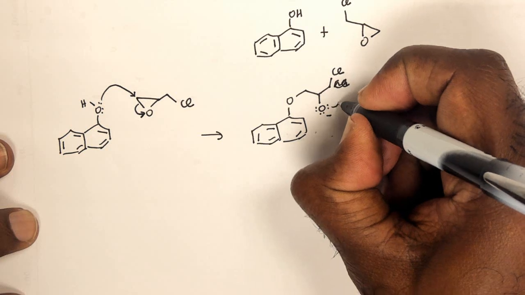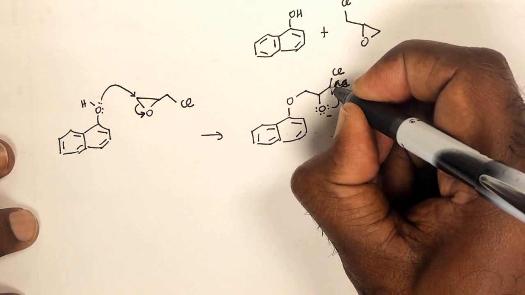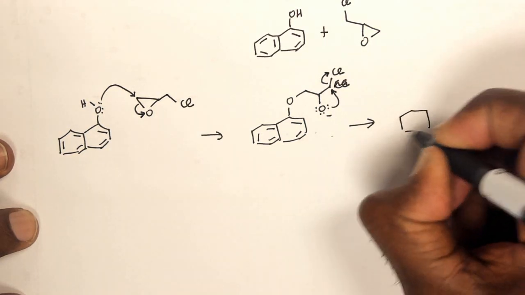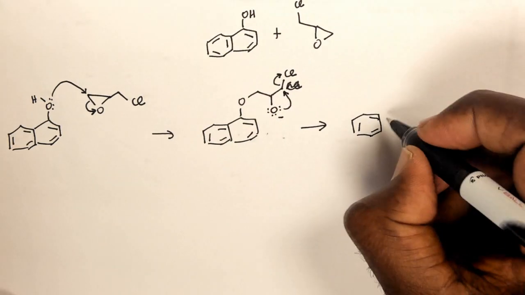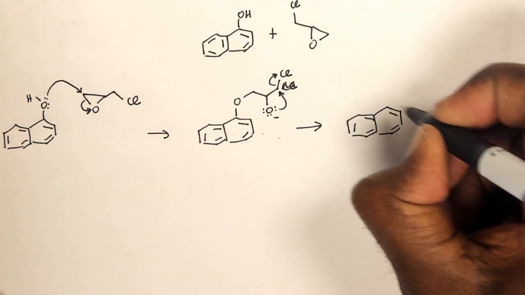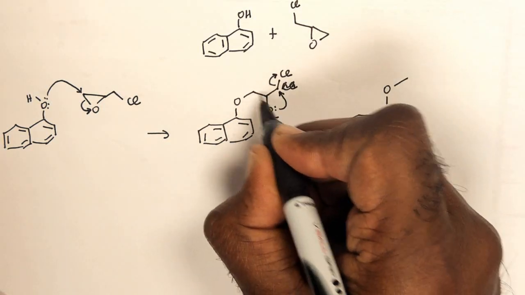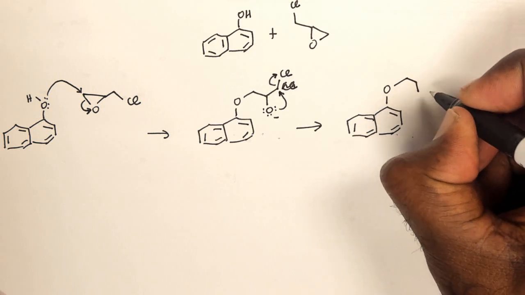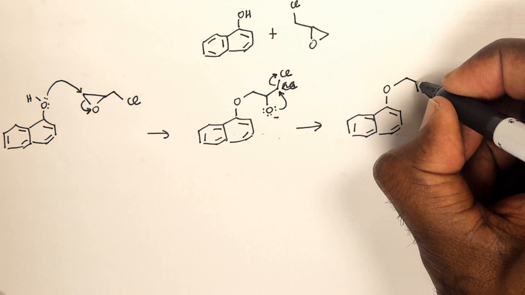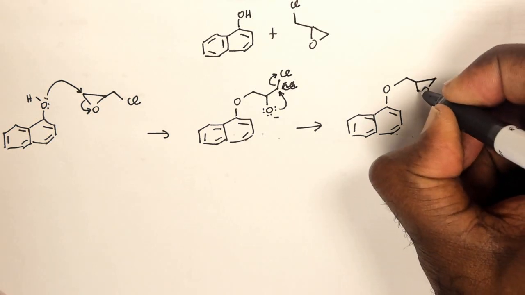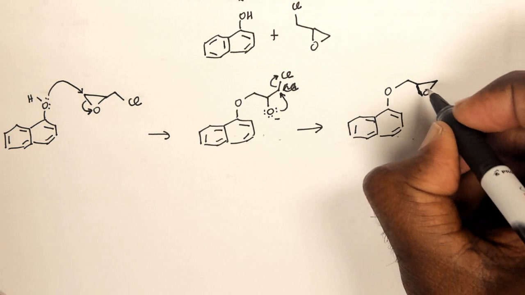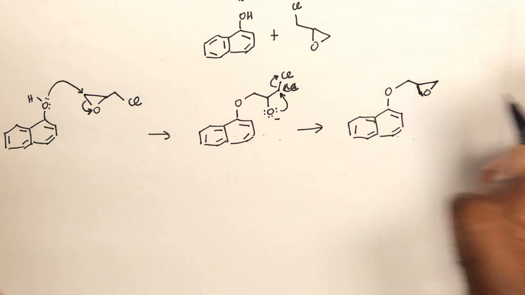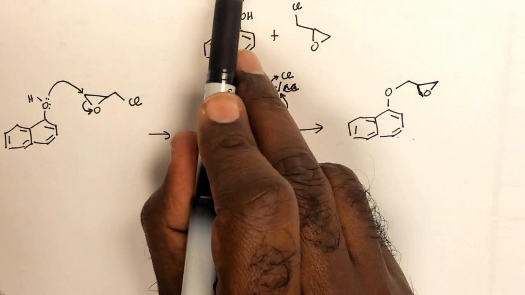And in the subsequent step, that oxygen attacks this particular carbon, and that chlorine leaves. And if we look at the product that we get, there's an oxygen, a carbon atom that's not formed in the epoxide, and then a carbon atom that is formed in the epoxide. So we have 1 carbon atom, 2 carbon atoms, 3 carbon atoms forming the epoxide ring, and that is the same molecule that you see here.